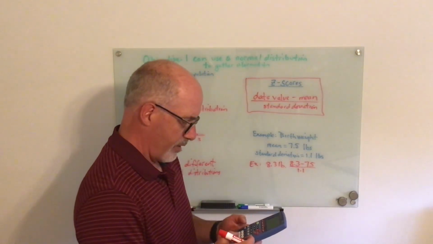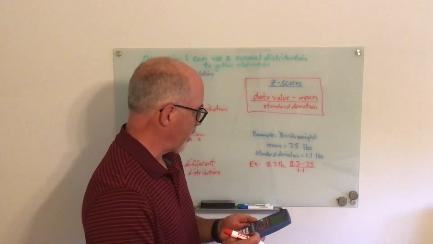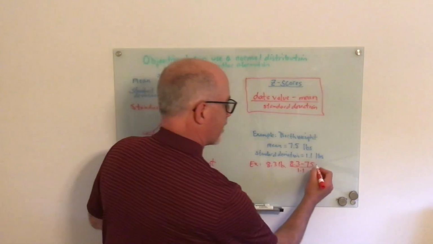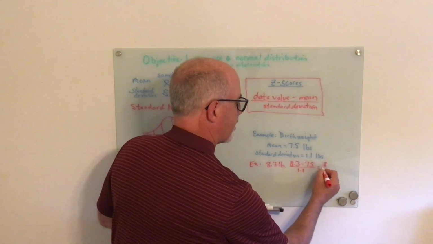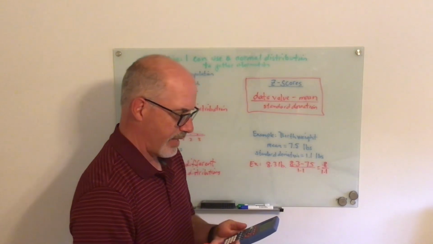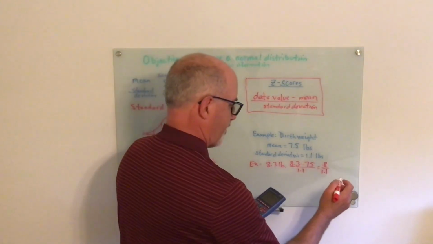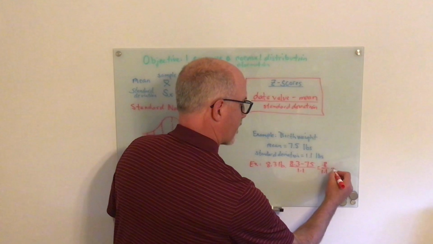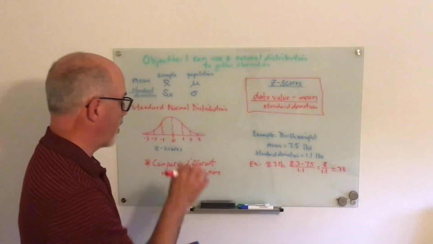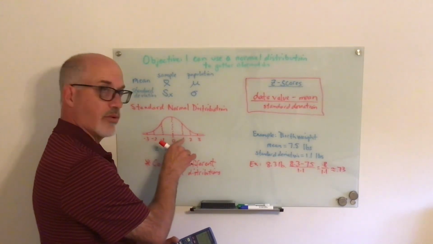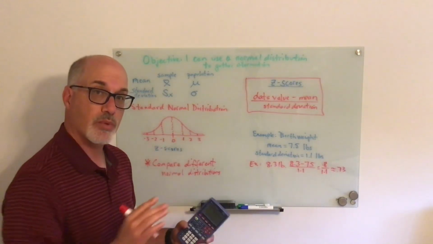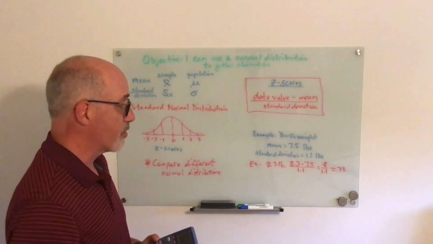and you take 8.3, subtract off 7.5, get what that equals, that's 0.8, divide by 1.1, and I get 0.7272, etc. So I'm going to say approximately 0.73. That is the z-score. It lies somewhere in between 0 and 1 at about 0.73. That's where it lies on the graph of our normal distribution.